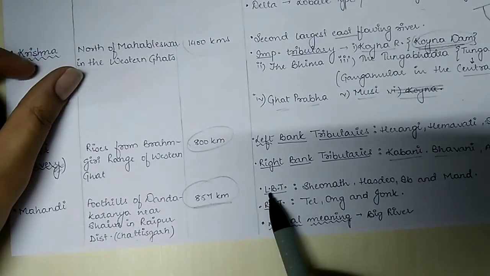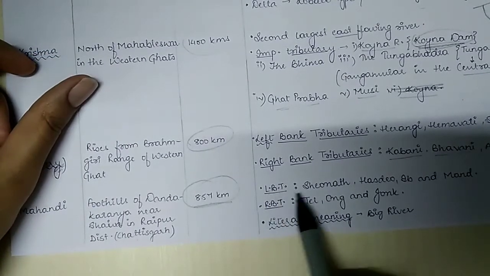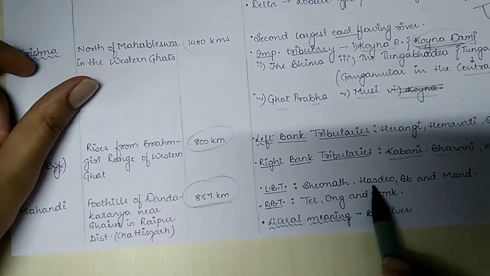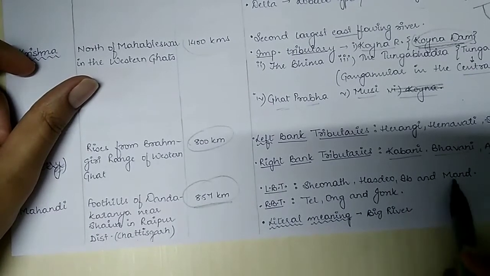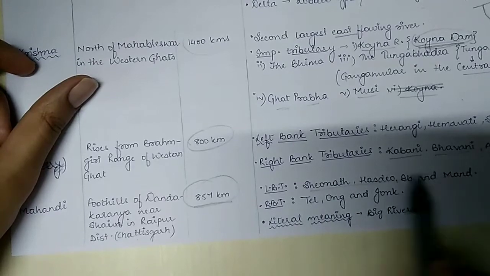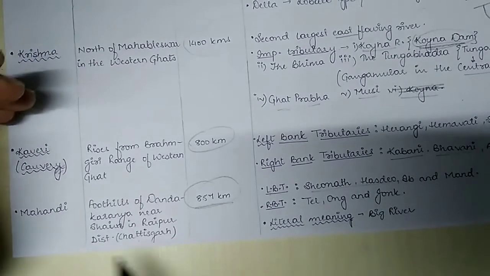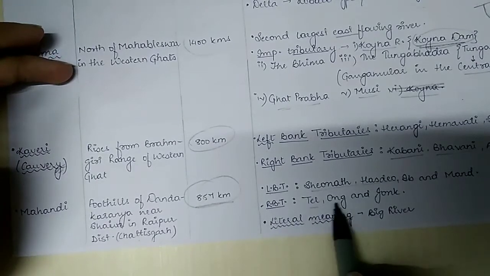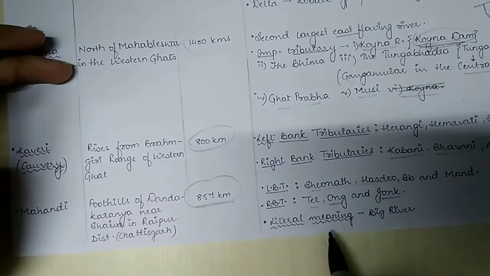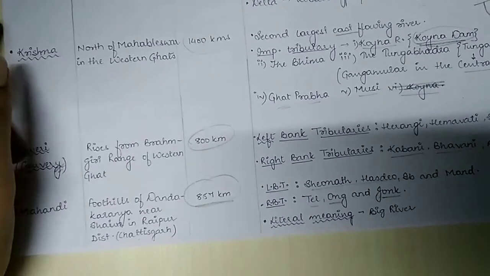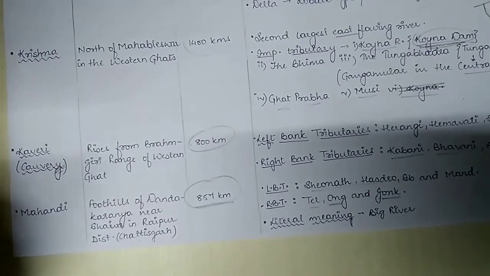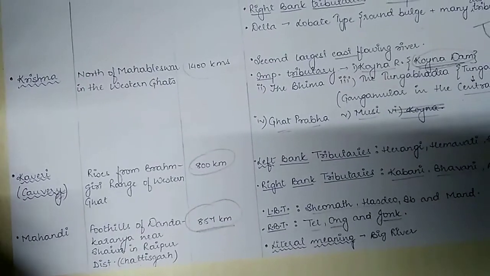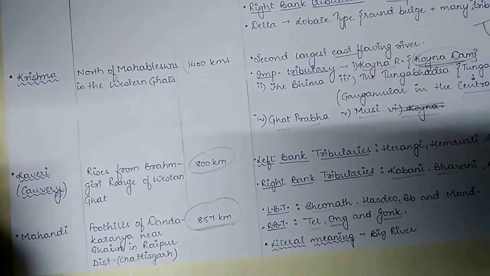If we look into its left bank tributaries, we have Seonath, Hasdeo, Ib and Mand. So these are the four left bank tributaries of Mahanadi. And on the right bank, we have Tel, Ong, and Jonk. These three are the right bank tributaries. Now these were the east flowing rivers. Now we will look into the west flowing rivers of peninsular India.